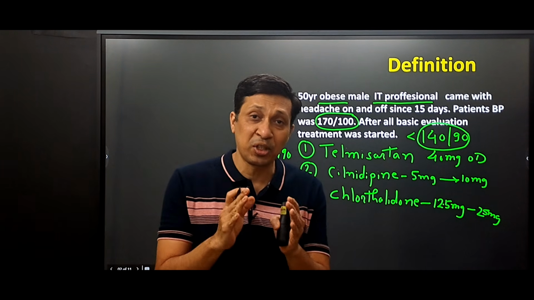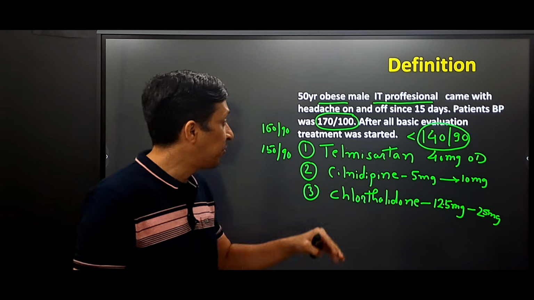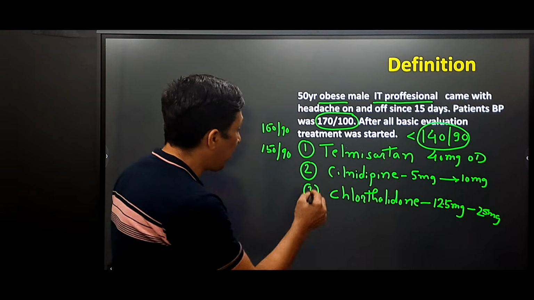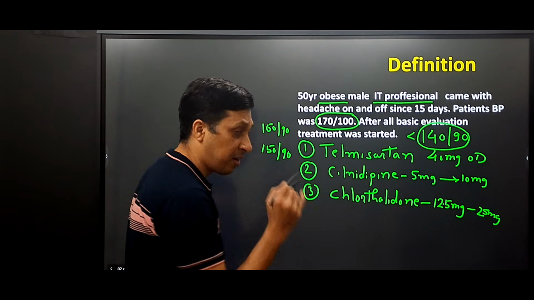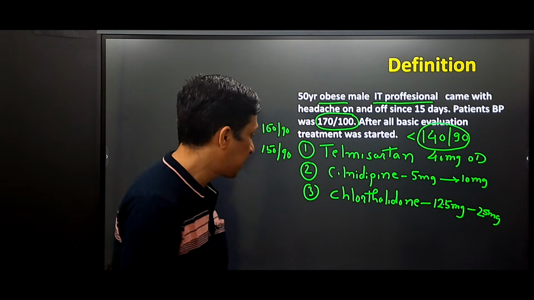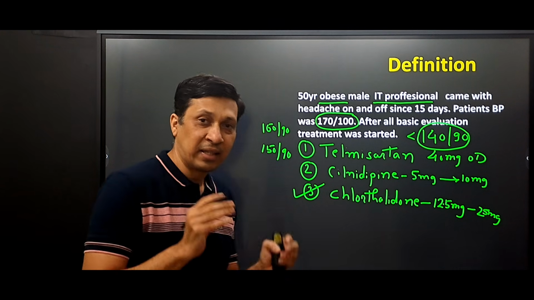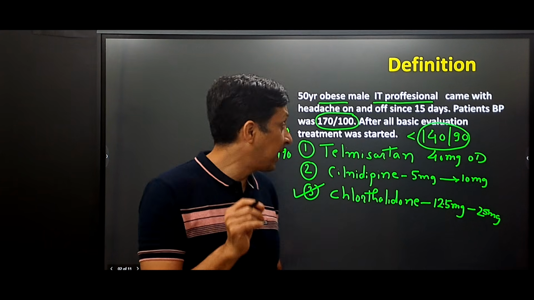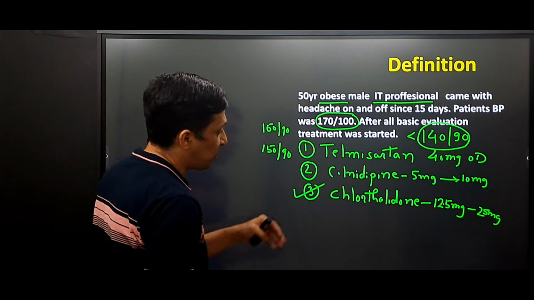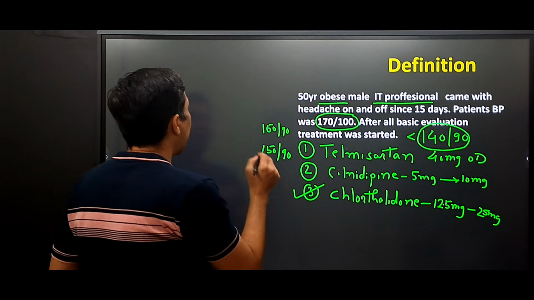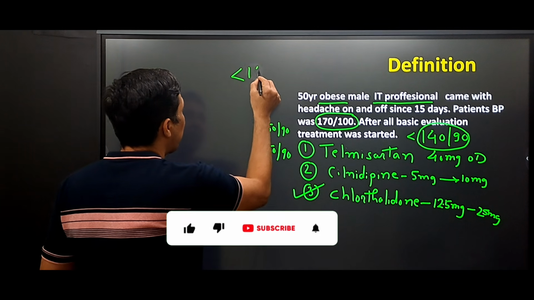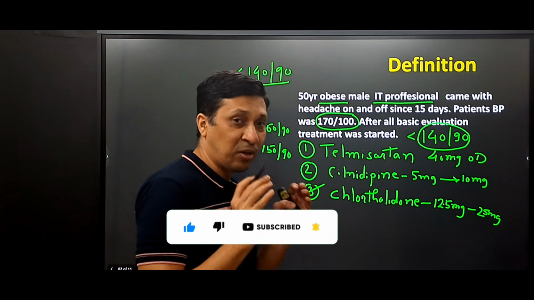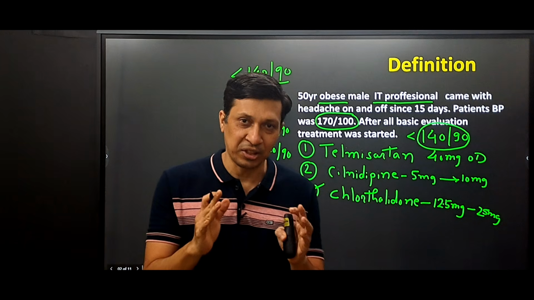So this is the definition of resistant hypertension, that if the blood pressure of the patient is more than the set goal, in spite of optimal doses of three drugs, and one of those drugs must be a diuretic, then it is called resistant hypertension. This is the main definition, and another definition is also there. Suppose you add a fourth drug here, and after adding the fourth drug, the patient's blood pressure is under control, that is less than 140 by 90, then also it will be called resistant hypertension.